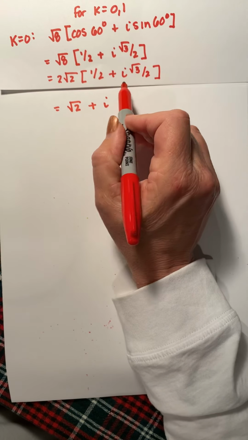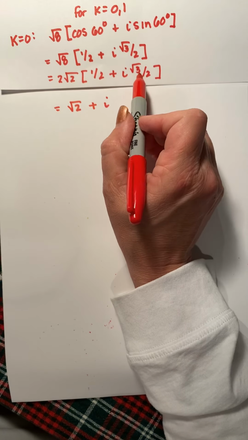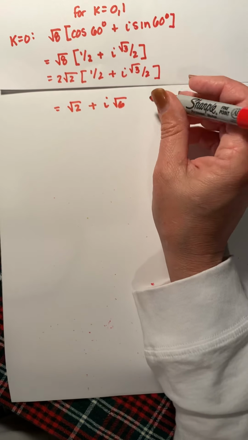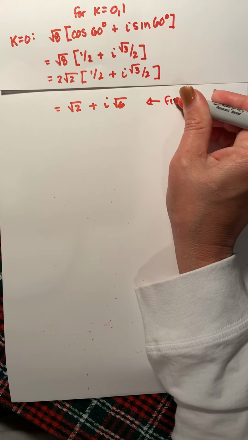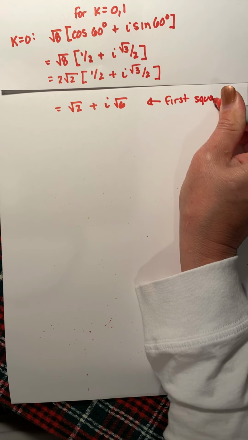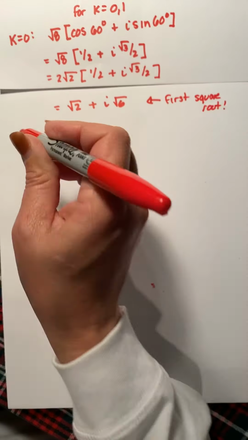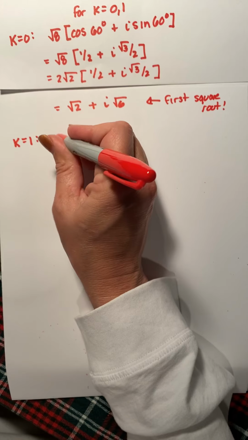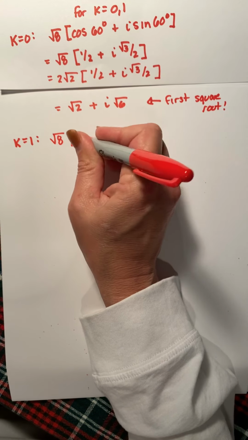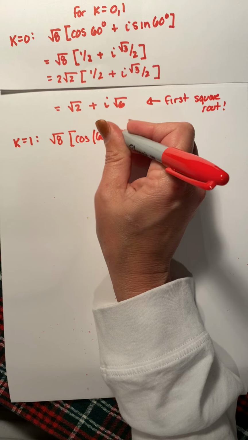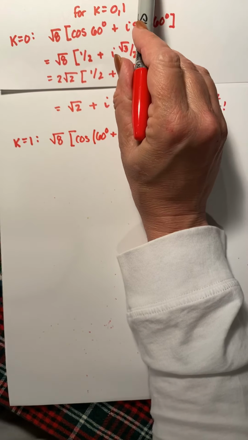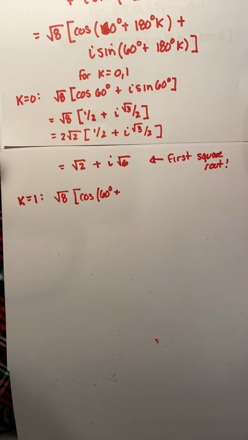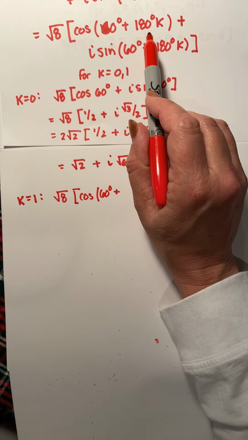And my second one would be, if I let k equal 1, then I would have the square root of 8 times the cosine of 60 degrees plus 180. Let's go back to that template right there. So we're going to add 180 one time. If we add 180 twice, we would be back at an angle that's coterminal with 60 degrees. So that's why we stop at 1. So plus 180, plus i sine of 60 degrees plus 180.